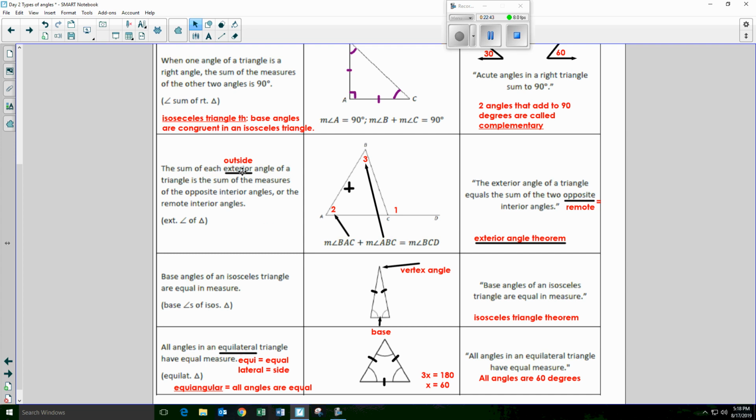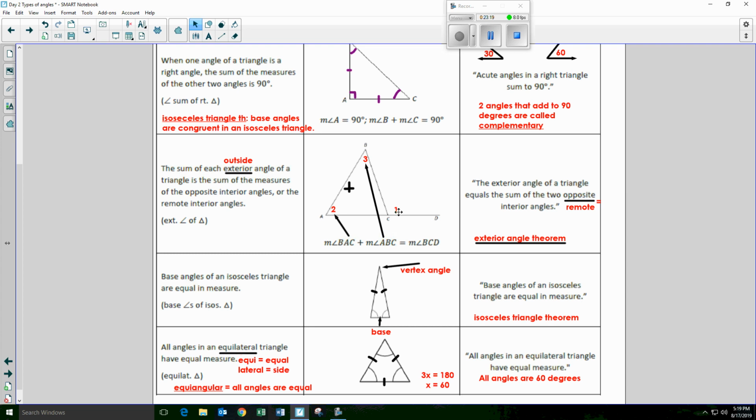All right, so I told you we're going to come across the word exterior. Here we have it right here. The sum of each exterior angle of a triangle. So how do you come up with an exterior angle? You have a triangle here and you just extend one of the sides. It doesn't matter which side, they just happen to extend this side. So this is called the exterior angle because it's outside the triangle. Okay, so angle 1, or we call it angle ACB, or angle DCB, either one. So you have three names right there. That's the exterior angle here.